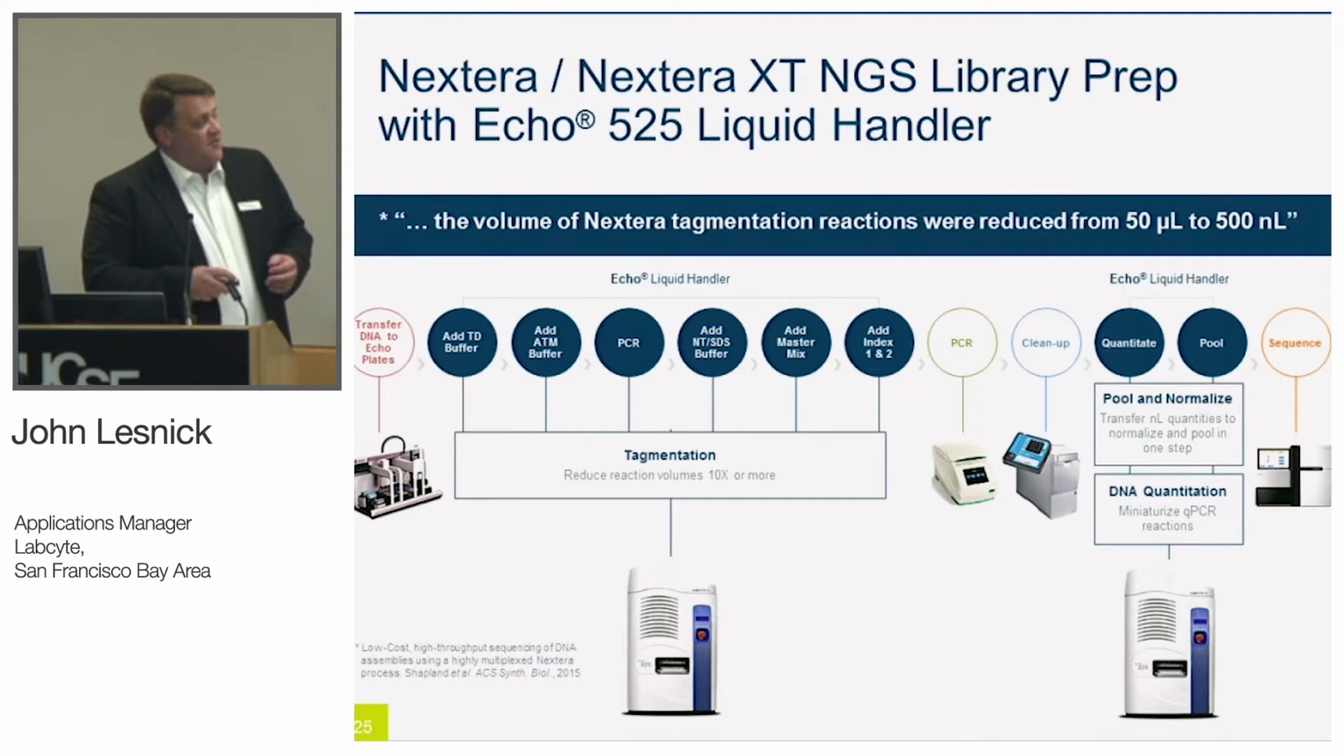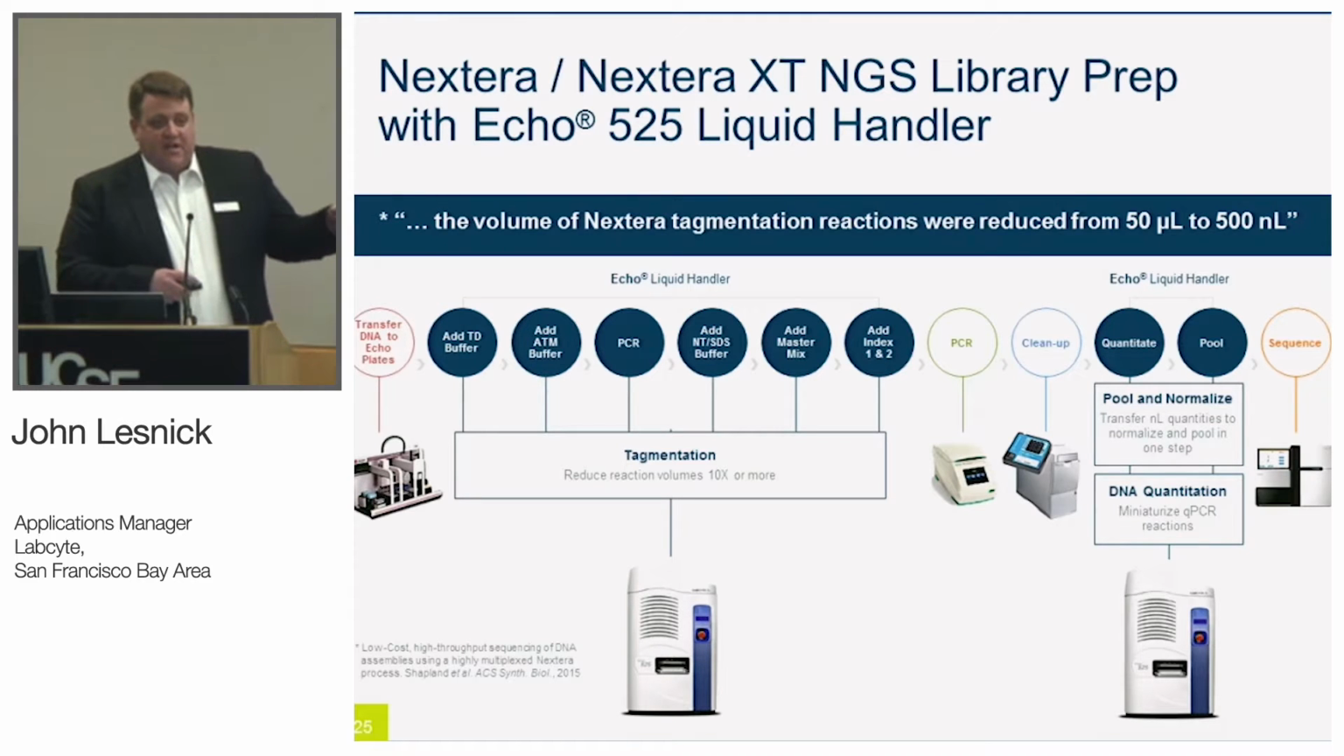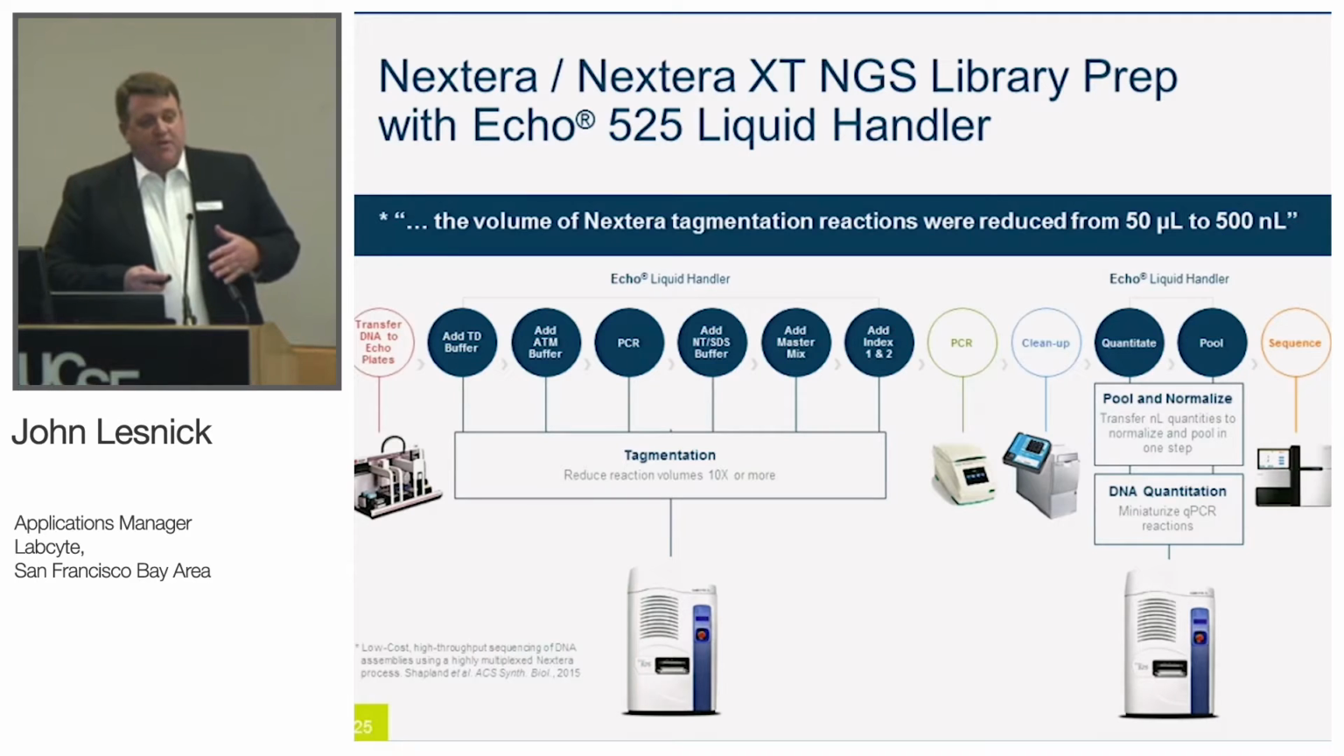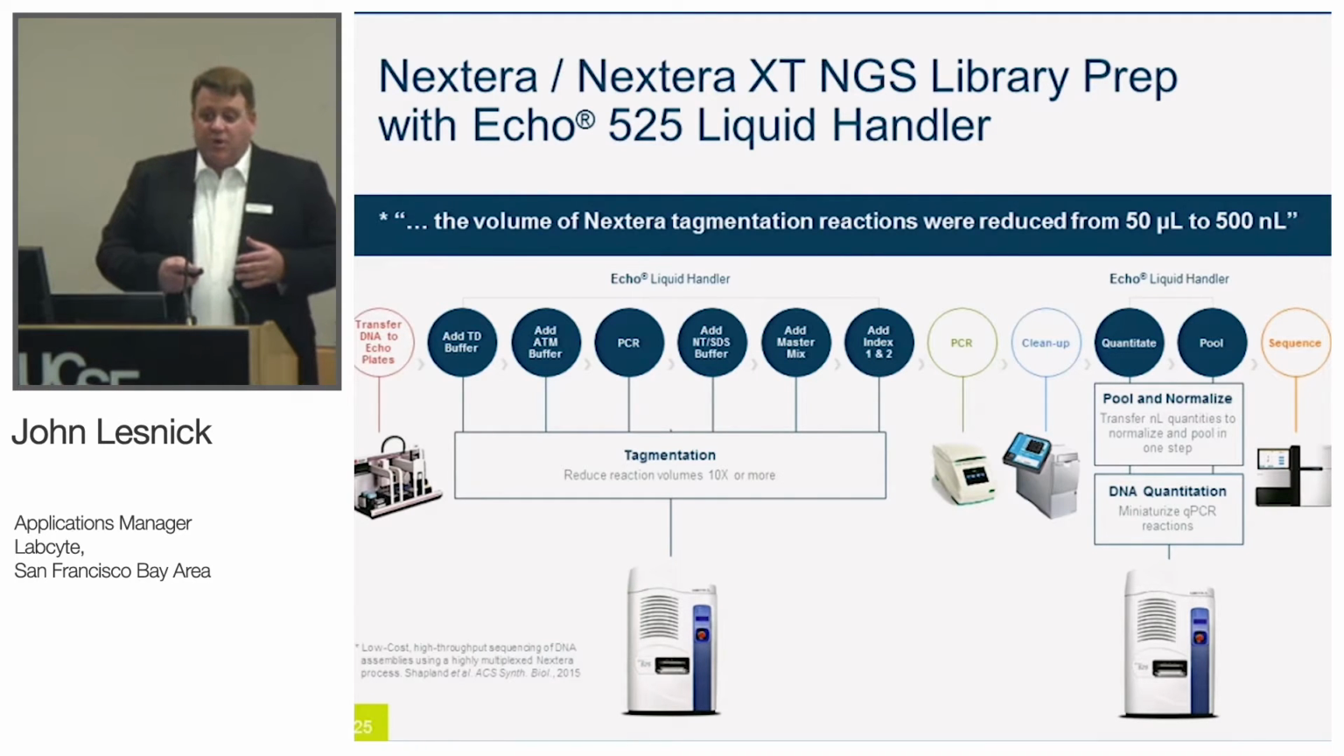With the Echo, you're going to add your TD buffer, the ATM buffer, run the quick PCR, add the NT or SDS. I'll focus on that in a second in terms of the ability to develop the protocol for that. And then you add your master mix and index. So you're going to create your entire tagmentation reaction with the Echo. That's going to go off to amplified DNA, and then you're going to do the cleanup offline with the beads typically. When you do the elution off the beads, you can take that back into a source well plate and do the quantitation and normalization with the Echo at that point.